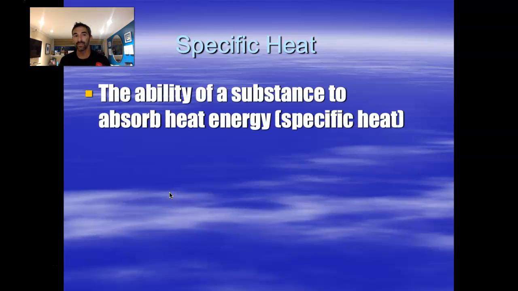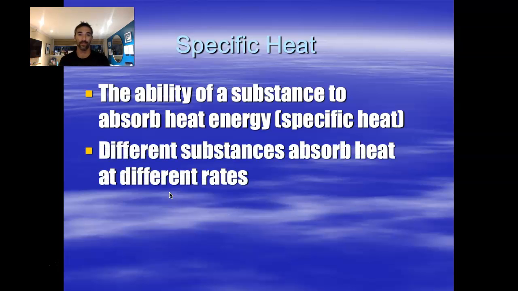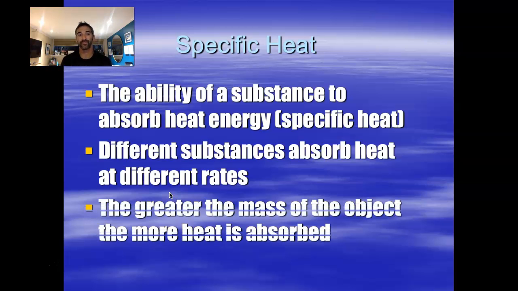So what exactly is specific heat? The specific heat is the ability of an object to either absorb or release heat. In other words, how easy it is for that object to heat up or to cool down. Different substances, insulators, conductors, absorb or release heat at different rates. The greater the mass of the object, the more heat it can have. The higher the specific heat, the more heat or energy it can hold, but also the harder it is to change that heat.